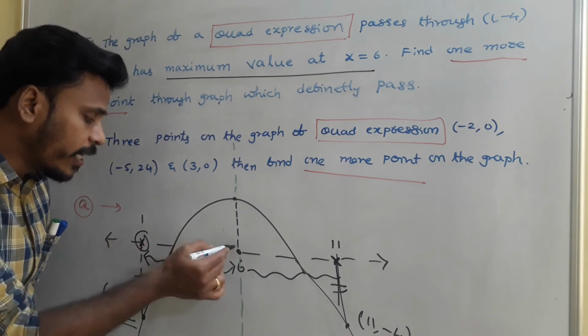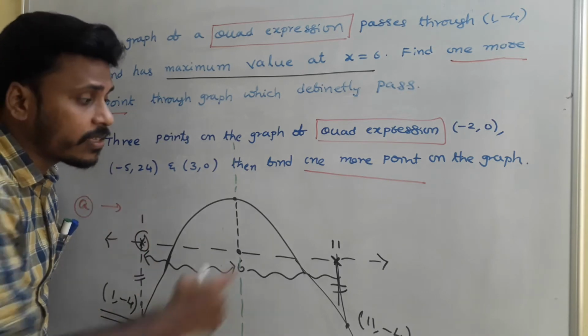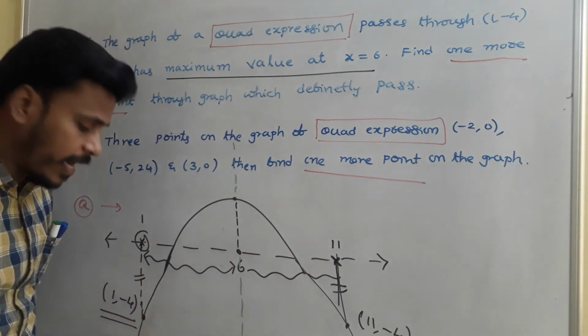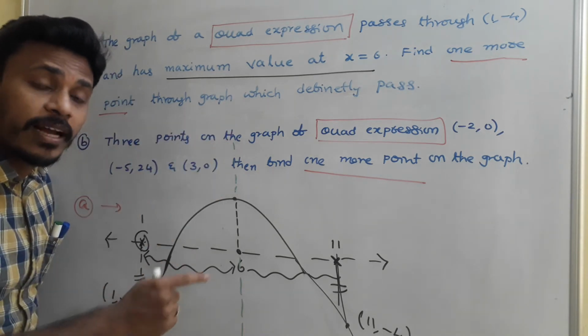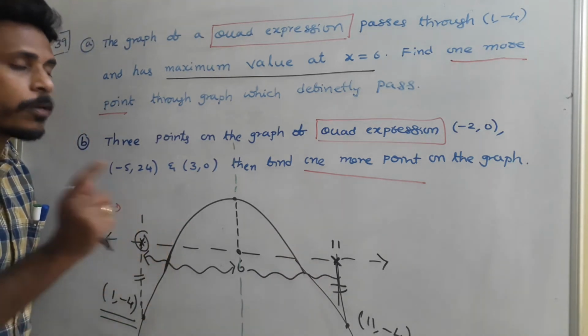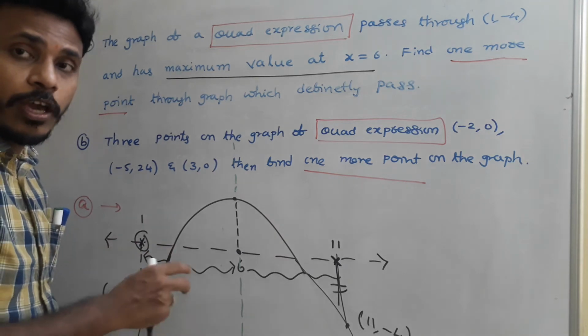This 1 is at a distance of 5 units from this symmetrical line, as well as this 11 is also at a distance of 5 units from the symmetrical line. At the end, if (1, -4) is the given point, then for sure the graph passes through (11, -4). This is just because of this symmetry. This is just because of the symmetry of the quadratic expression. Okay, just have a look.